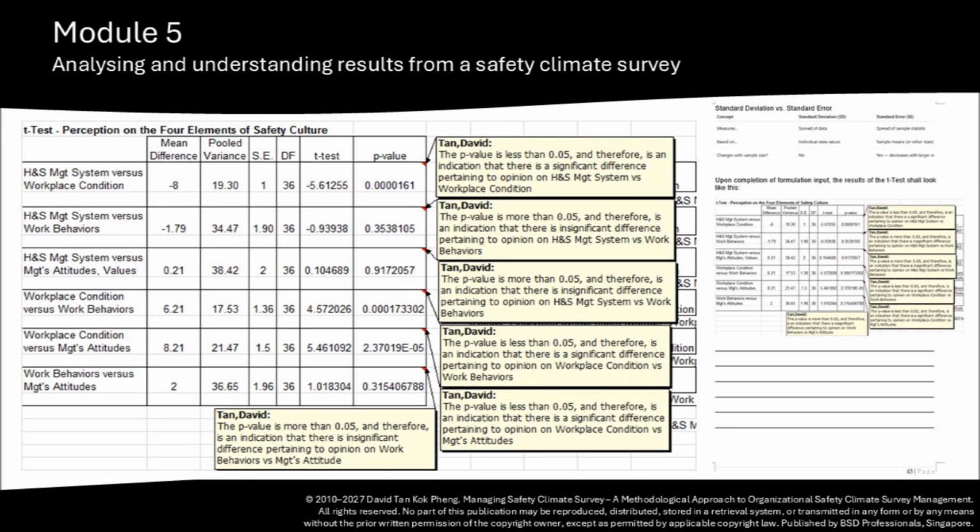Upon completion of the formulation inputs, the results of the t-test shall be presented in a structured tabular form. The table will display the key statistical outputs for each pairwise comparison, including the mean difference, pooled variance, standard error, degrees of freedom, calculated t-value, and corresponding p-value. These results will then be used to determine whether there are statistically significant differences between the respective groups being compared. A typical output format of the t-test results is shown as follows.